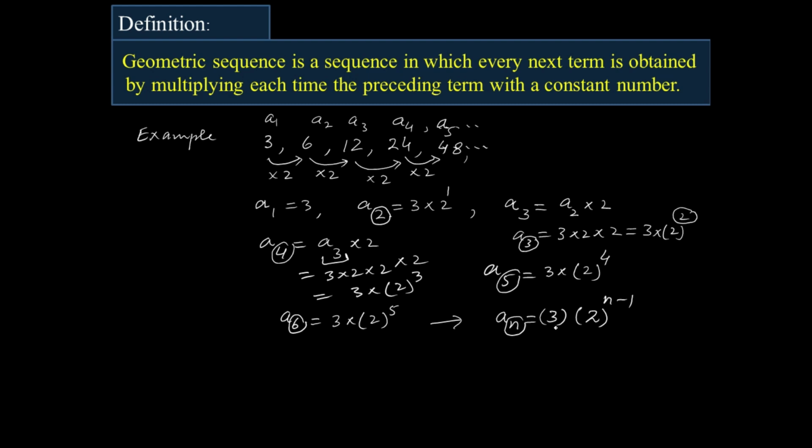And what is this 3? This is the first term. So in this way we can generate an is equal to, what is 3? This is the first term, so I write first term. And what is this 2? This 2 is the multiple, and this is known as the common ratio. So I can write this as r. And what is the power? n minus 1. So this is the general formula for geometric sequence.